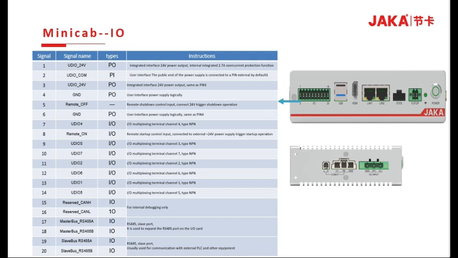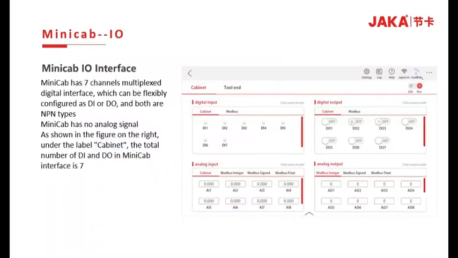485 master port, 485 slave port. Minicab, as a record reuse I/O, can be flexibly configured as input or output interface but they are NPN type. Minicab has no analog signal. As shown in the figure on the right, the total number of digital quantity interfaces on the minicab is 7.